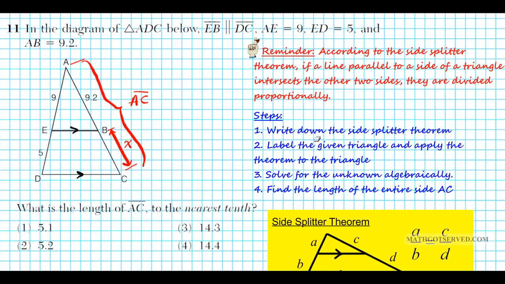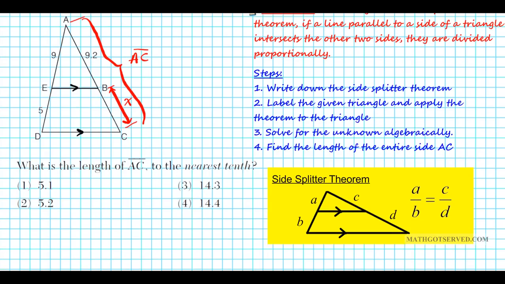Steps. We're going to write down the side splitter theorem. Then we're going to label this triangle and apply the theorem to this triangle. Then we're going to solve for the unknown x. Now that is not the final answer. After finding x, we'll find AC by adding it to 9.2. All right, so let's go ahead and get started.